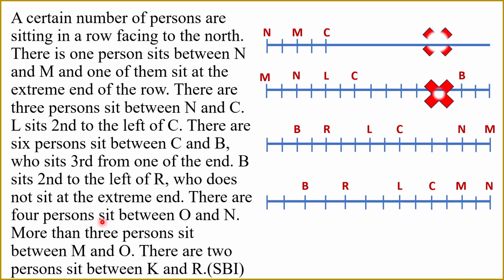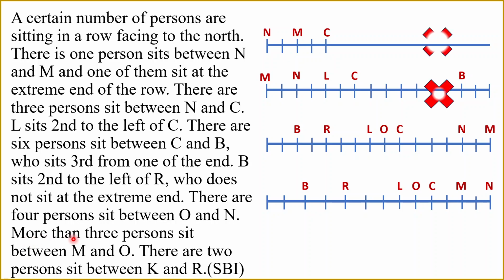There are 4 persons sit between O and N. So students, we are not going to consider case number 1 and 2 here because they both are wrong. So we'll only focus on case number 3 and 4. So four persons are there between N and O. So let's count 1, 2, 3, and 4. So O will be placed here between L and C in case number 3. And in case number 4, again 4 people, 1, 2, 3, and 4. So O will be placed here between L and C in case number 4.